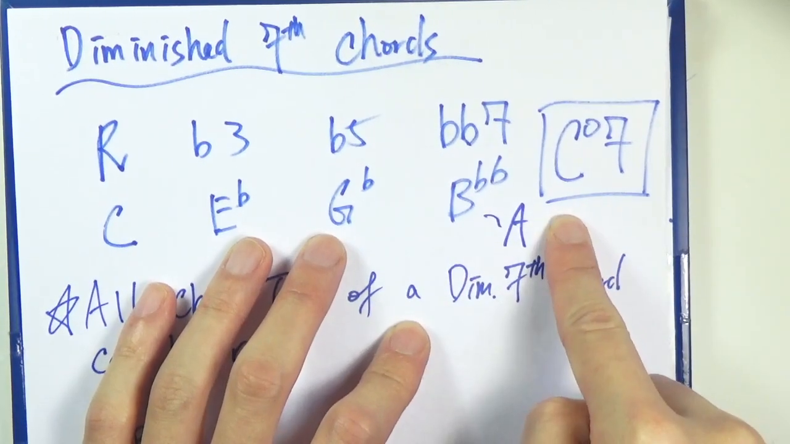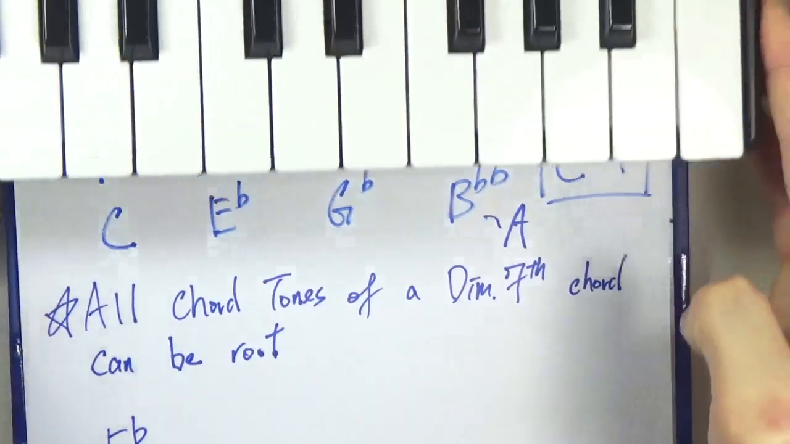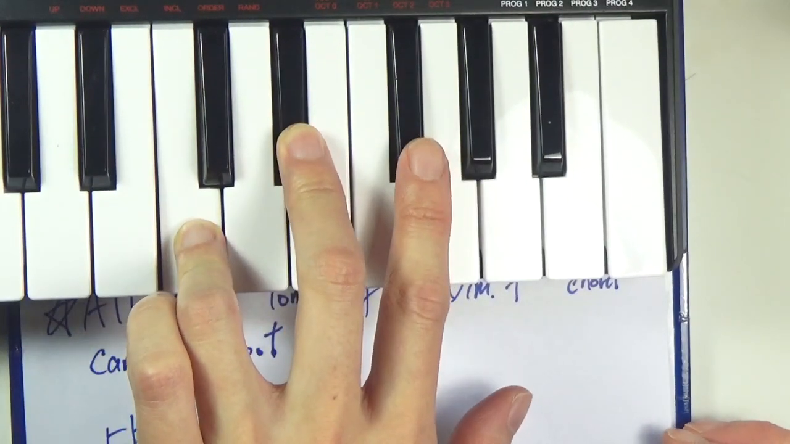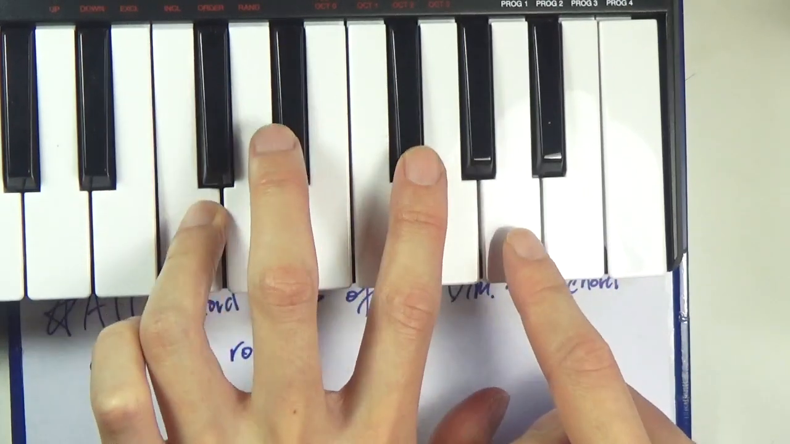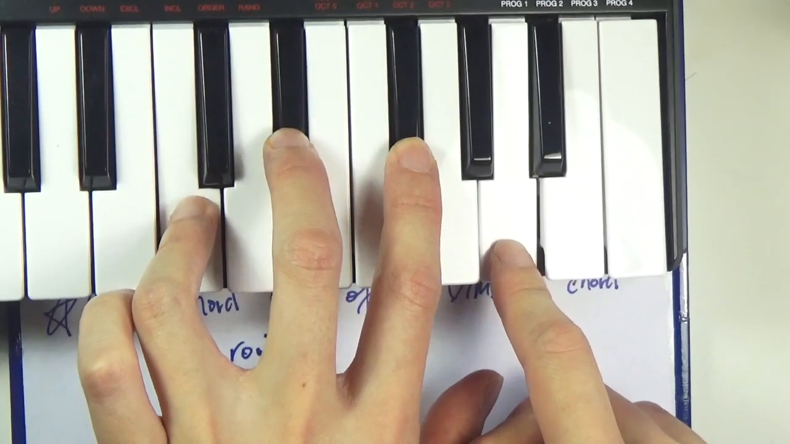And the chord symbol for a diminished 7th chord would be as such. Let's take a listen. It's really dark sounding. So C, E flat, G flat, and then B double flat. So that's A, okay? But we'll call it B double flat.